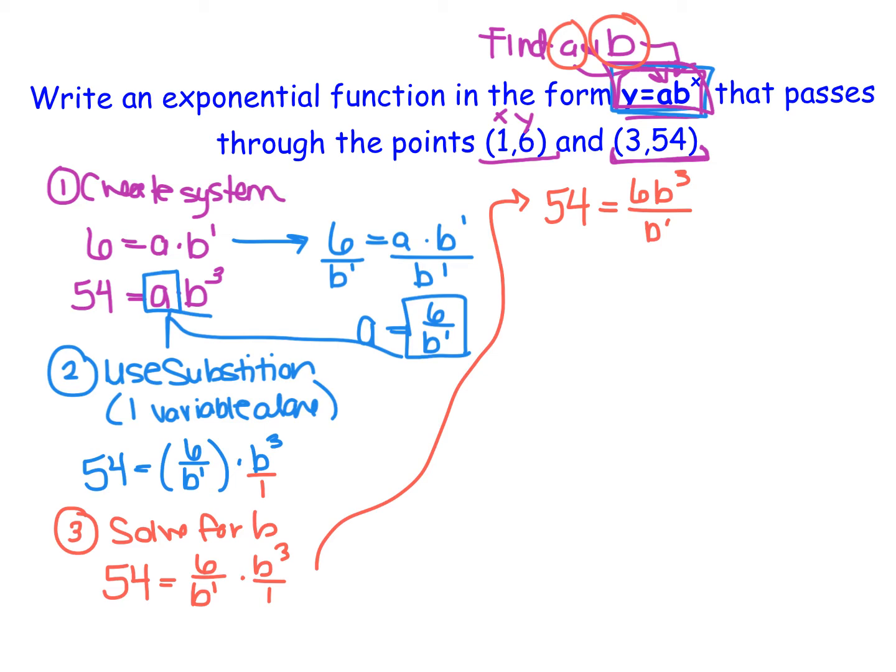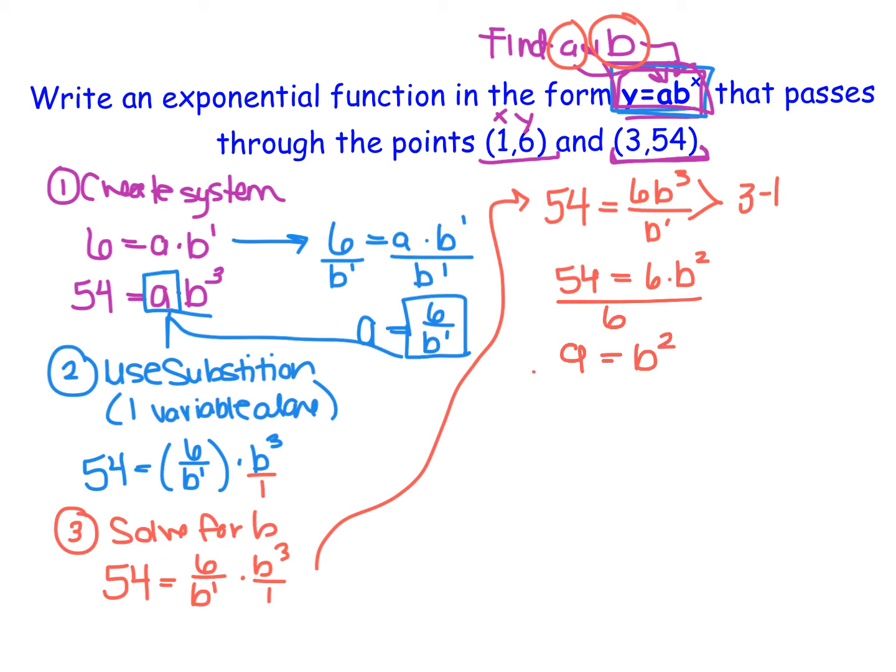I know using exponent properties that I can subtract the exponents here to simplify this, so I can take 3 minus 1. So I end up with 54 is equal to 6 times b squared. Now I can solve for b quite a bit easier, so I divide both sides by 6. So I end up with 9 is equal to b squared.